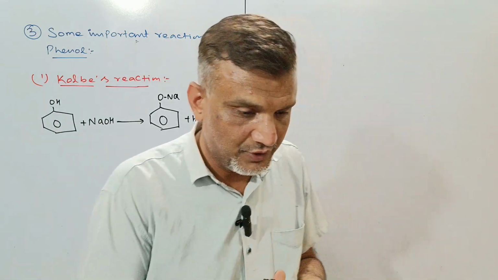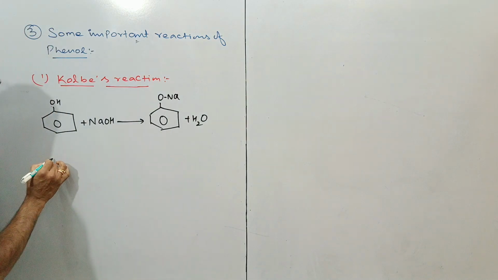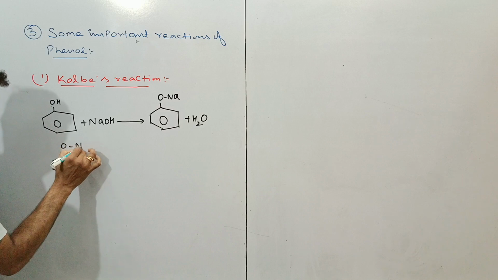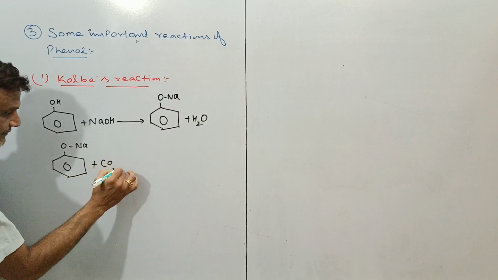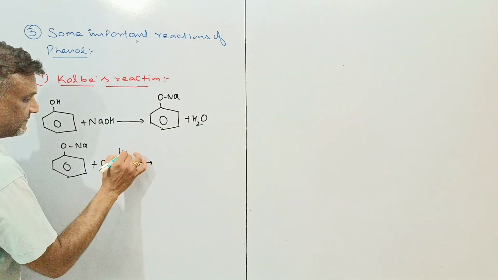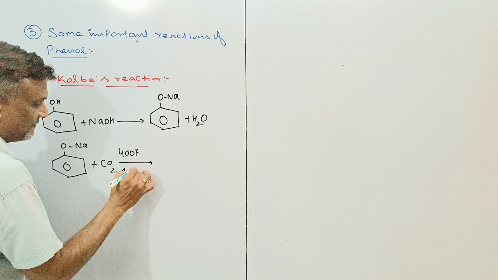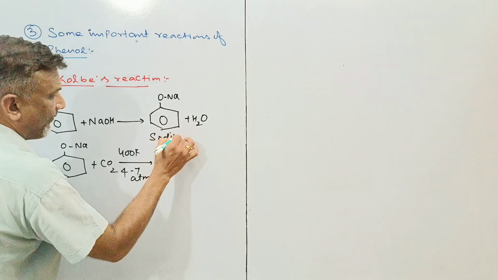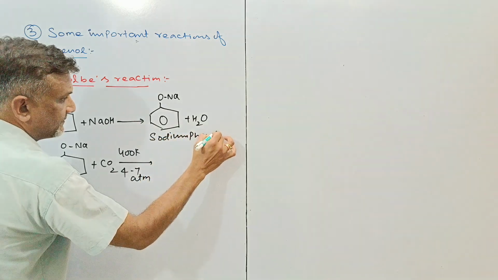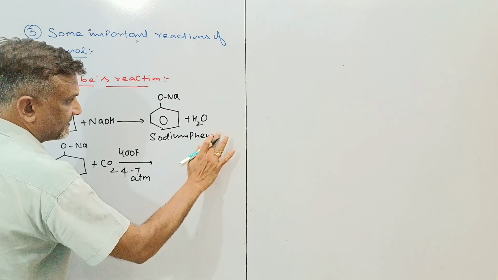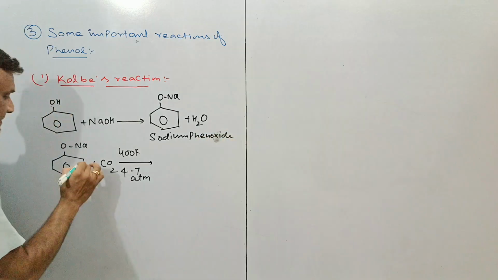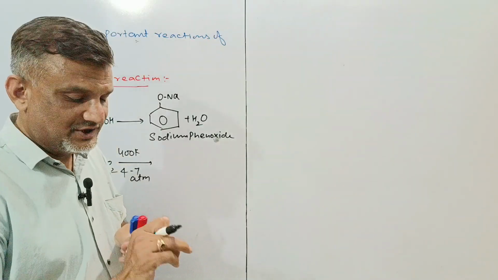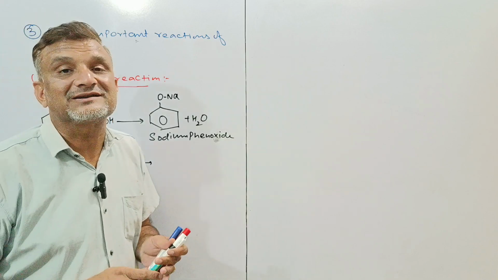Now the important step: we treat sodium phenoxide with CO2, at temperature 400 Kelvin and pressure 4 to 7 atmospheres. Here is the sodium phenoxide. What will happen? The hydrogen at the ortho position will rearrange, so it forms the ortho product as the important product.